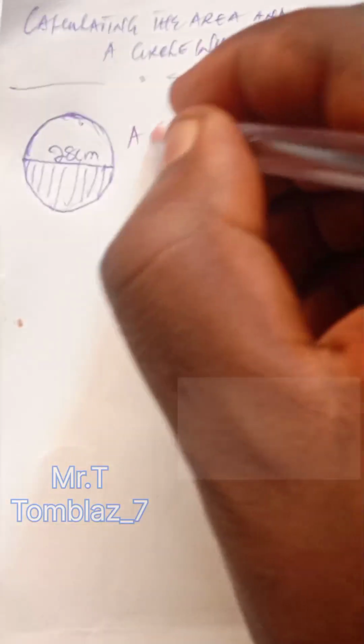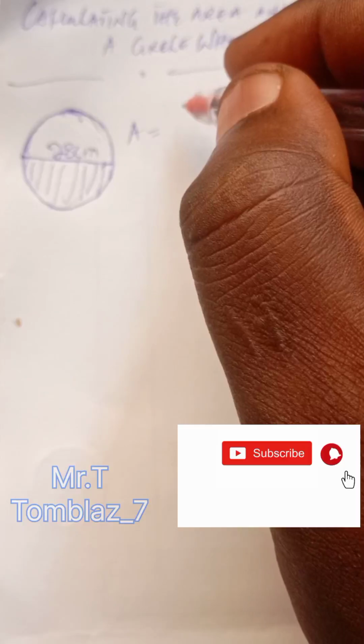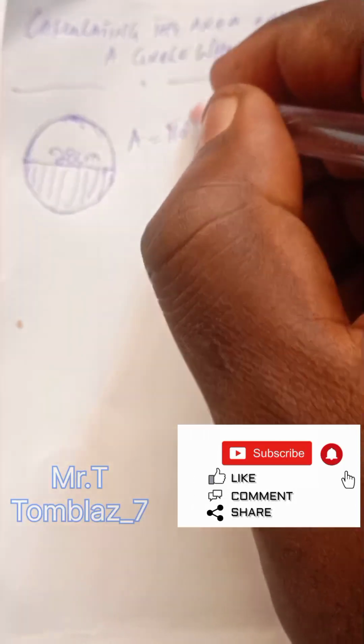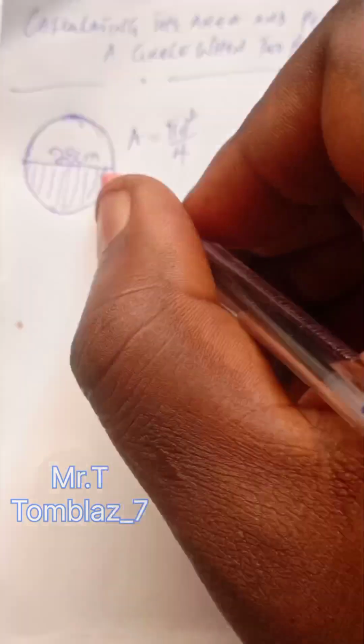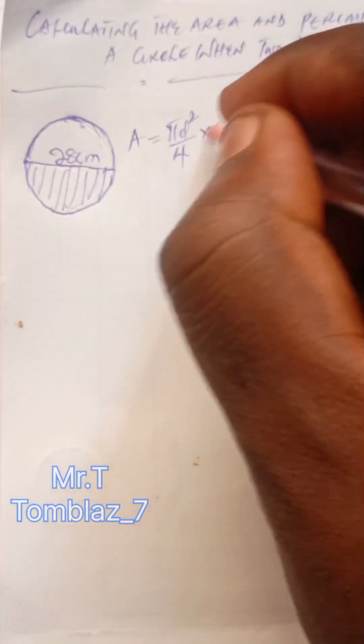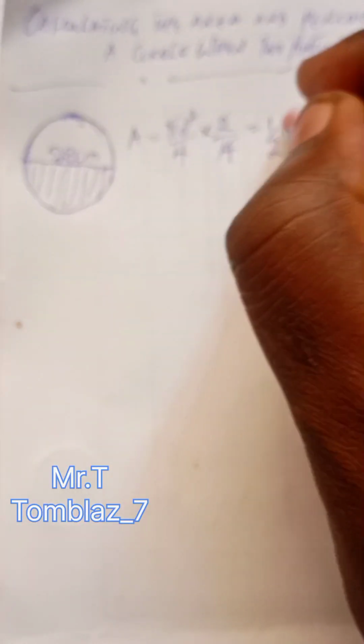Our area will then be, if you recall, pi d square over 4. But since two portions are shaded, we're going to multiply it by 2 over 4. You recall I said this is the same thing as 1 over 2, so we have 1 over 2 times pi d square over 4.